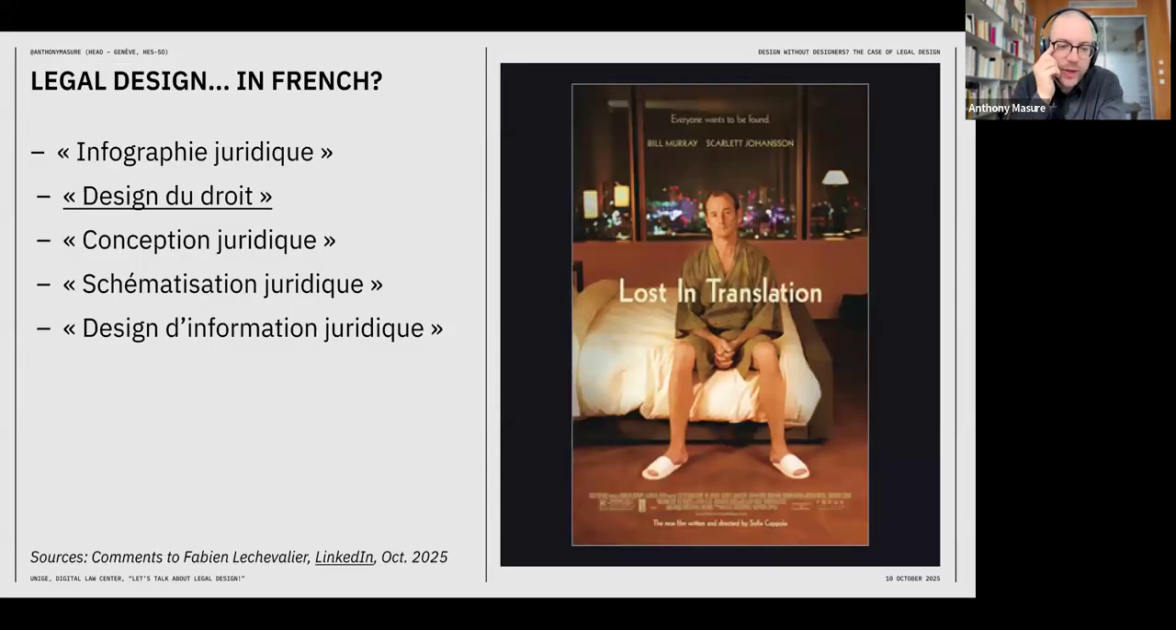In the comments of Fabien Le Chevalier's LinkedIn post, people proposed other translations. Infographie juridique, so it's the first one. Design du droit, this is my favorite, and maybe the most simple, because it's the most open. Conception juridique, I don't like that one very much, because there is an opposition between conception and production in French, so not so much. Schématisation juridique, same kind of problem as the first one. Or design d'information juridique, okay, better, but same problem. It reduces design to graphic design, and graphic design after the law was made, in a way.